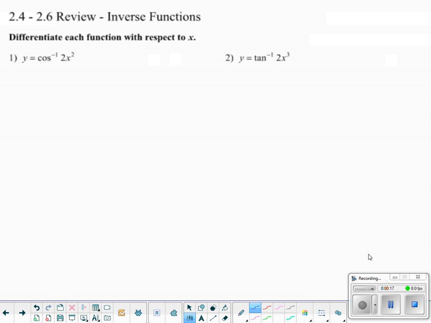Okay, so the first problem, I'm looking at cosine inverse or arc cosine. And so first off, do you know the formula or the derivative pattern for that? It is negative u prime, and then it's over square root 1 minus u squared. In this case, I'm looking at the 2x squared being my u. So u is equal to 2x squared.